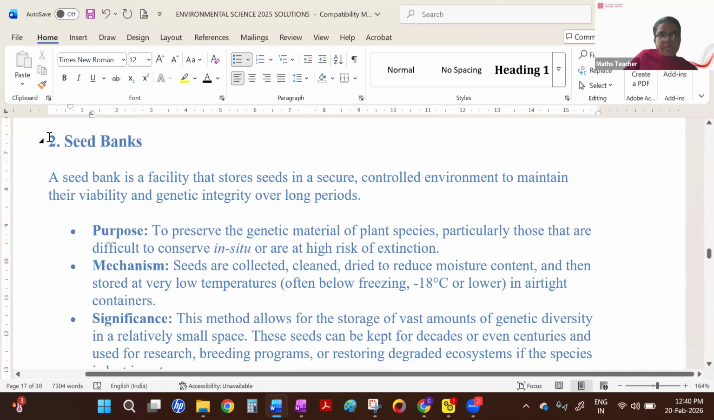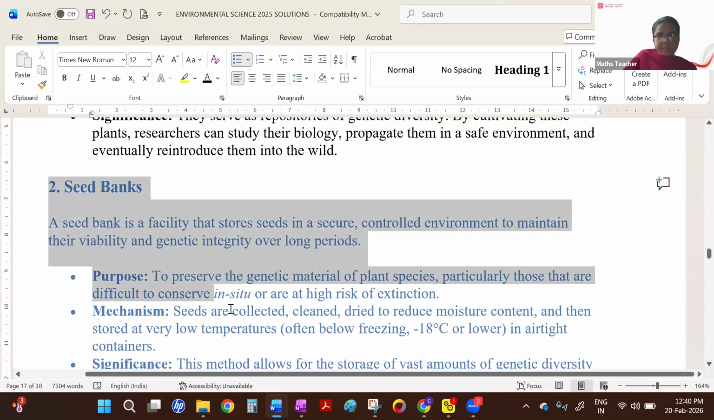Then another method is seed bank. So what is a seed bank?